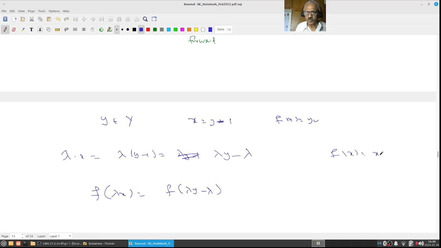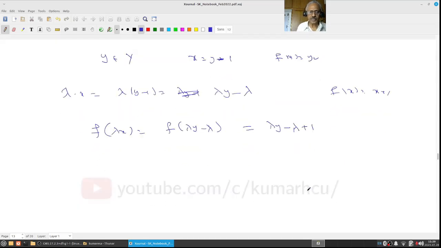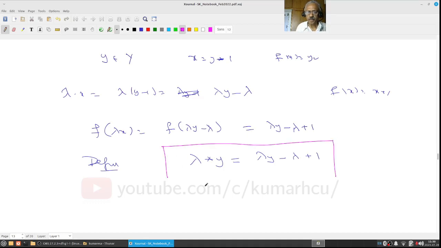F of x is x plus 1. Therefore, this is lambda y minus lambda plus 1. Therefore, I define lambda star y equal to lambda y minus lambda plus 1. So on the codomain, what is the scalar multiplication? Lambda times y.